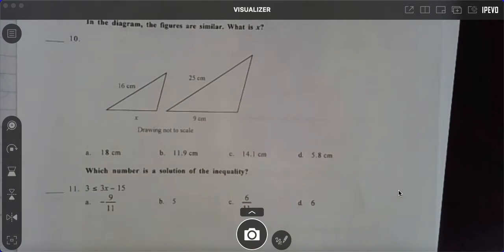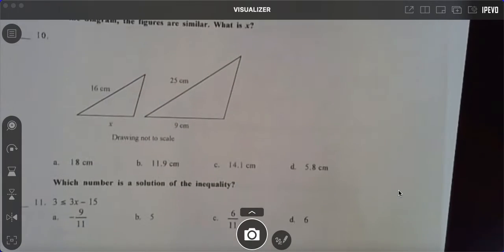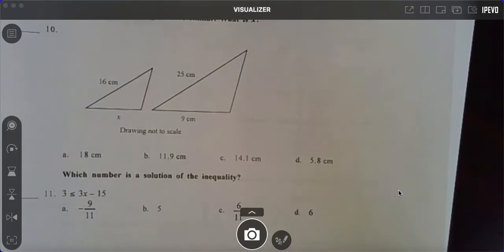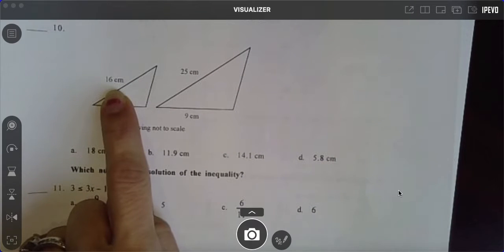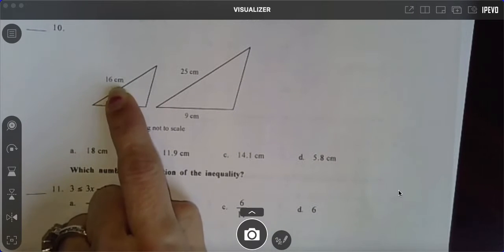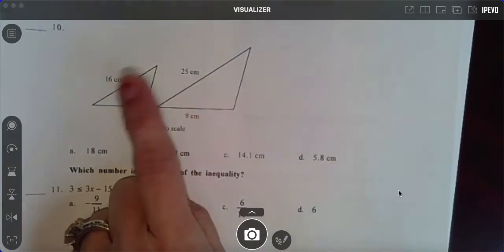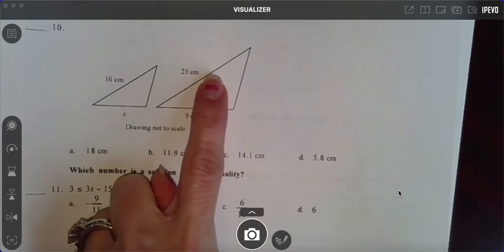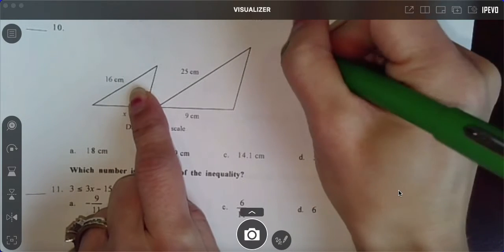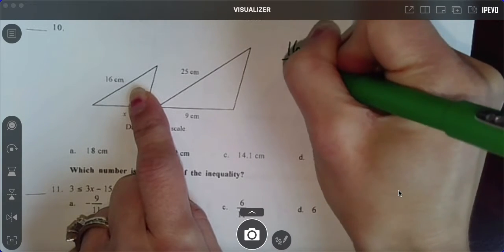Look, there are several ways that you can write this proportion. It doesn't matter as long as you are consistent. And I'll show you what I mean. I don't know if y'all have done this one or not, but I'm going to say that the 16 corresponds or goes with the 25. Does everybody see that? Because they kind of look like they're on the same part of the triangle. So I'm going to put the 16 with the 25.